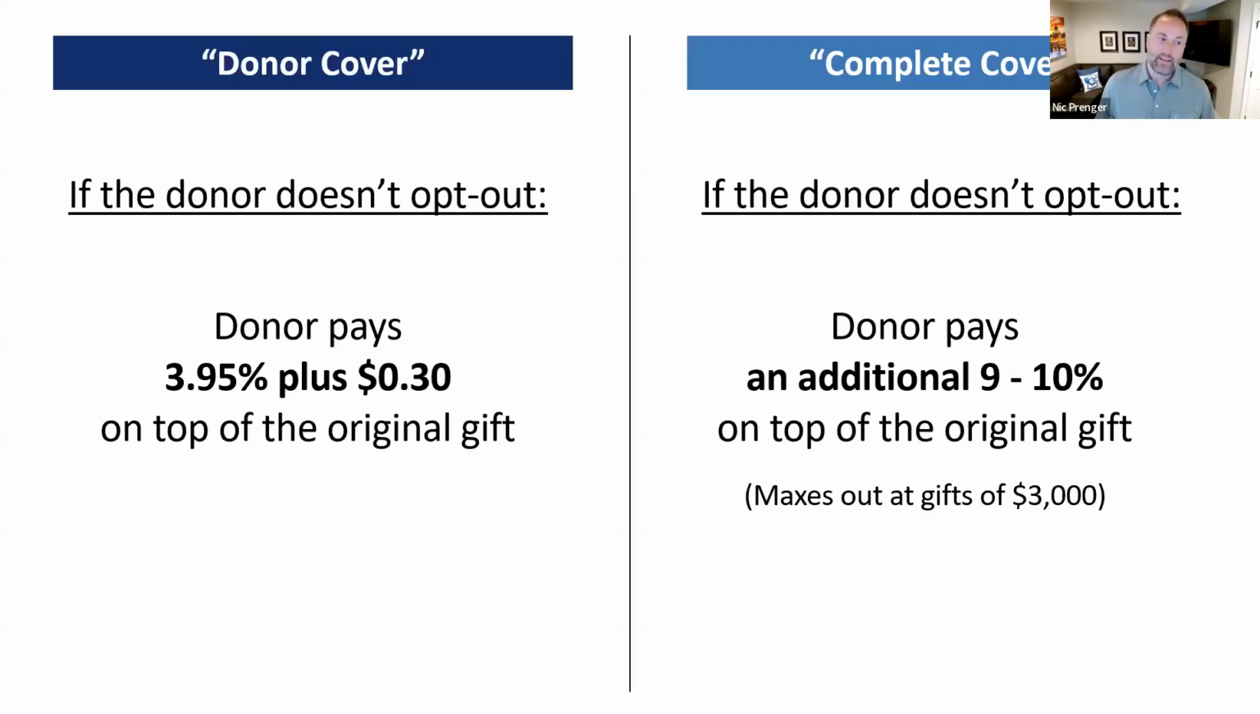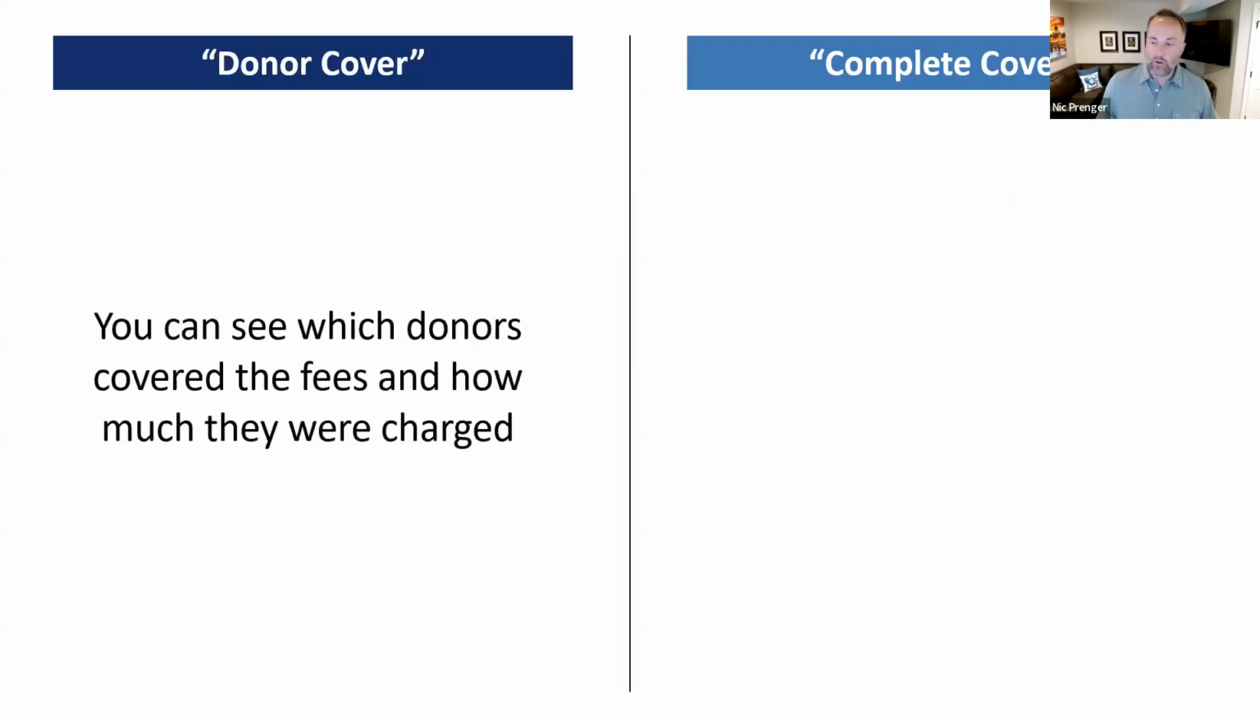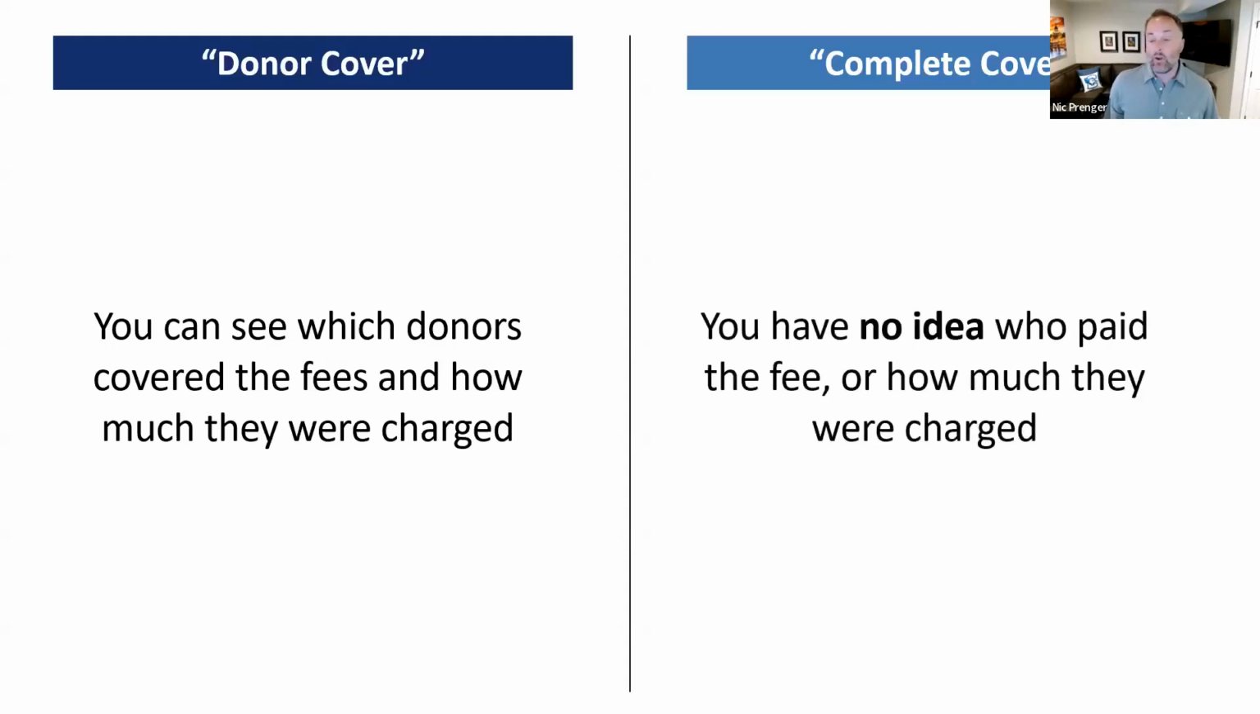There's no adjustments. So let's dig in a little bit deeper, right? So on donor cover, you can see which donors covered the fees, how much they're charged, right? You get a report on that. On complete cover, you have no idea, right? You're saying Blackbaud's going to give me the full amount of every gift, and then they're going to add on an extra amount, which in our research averages 9 to 10%, but we have no idea who paid that, right, Lauren? We don't know how much they paid. We do see paid if you try and change it, which we can talk about in a little bit, but there's ways we can wiggle around. Yeah, we can't see the amount. You're not getting a report that says this person made a gift of $1,000 and an extra $90 on top of it.